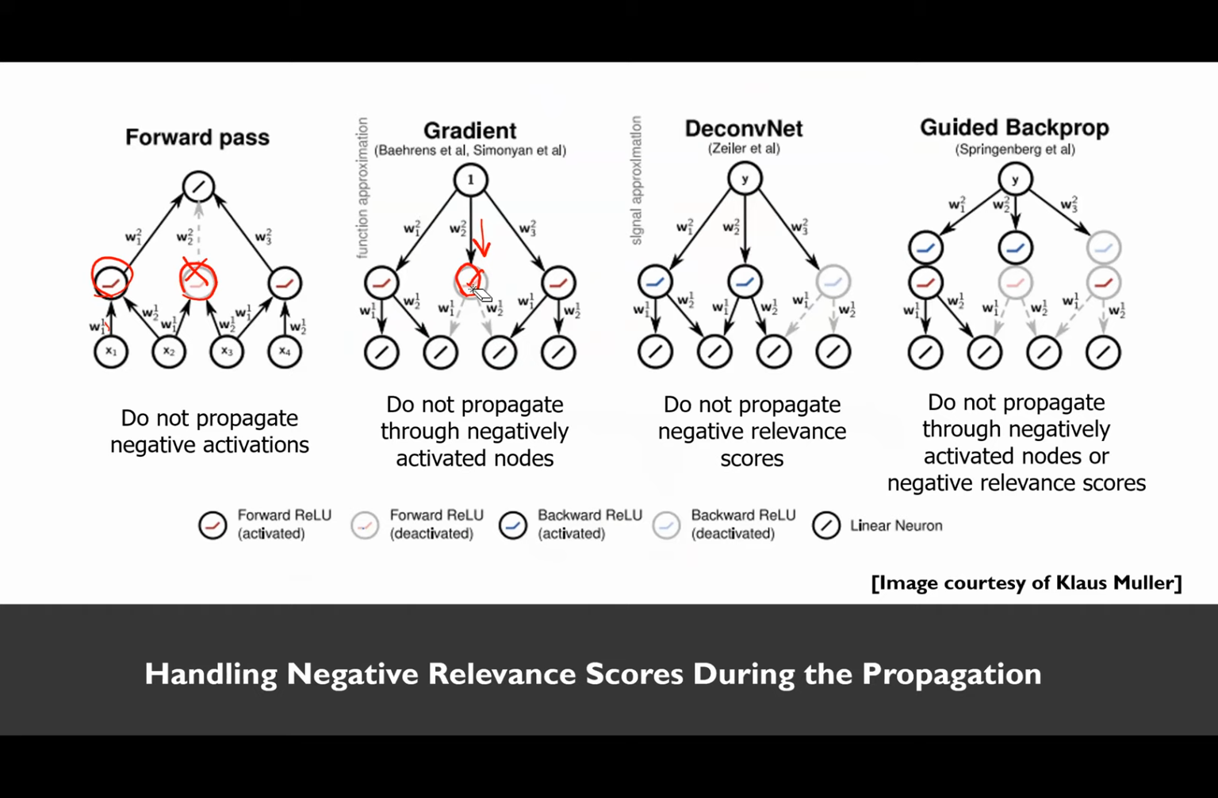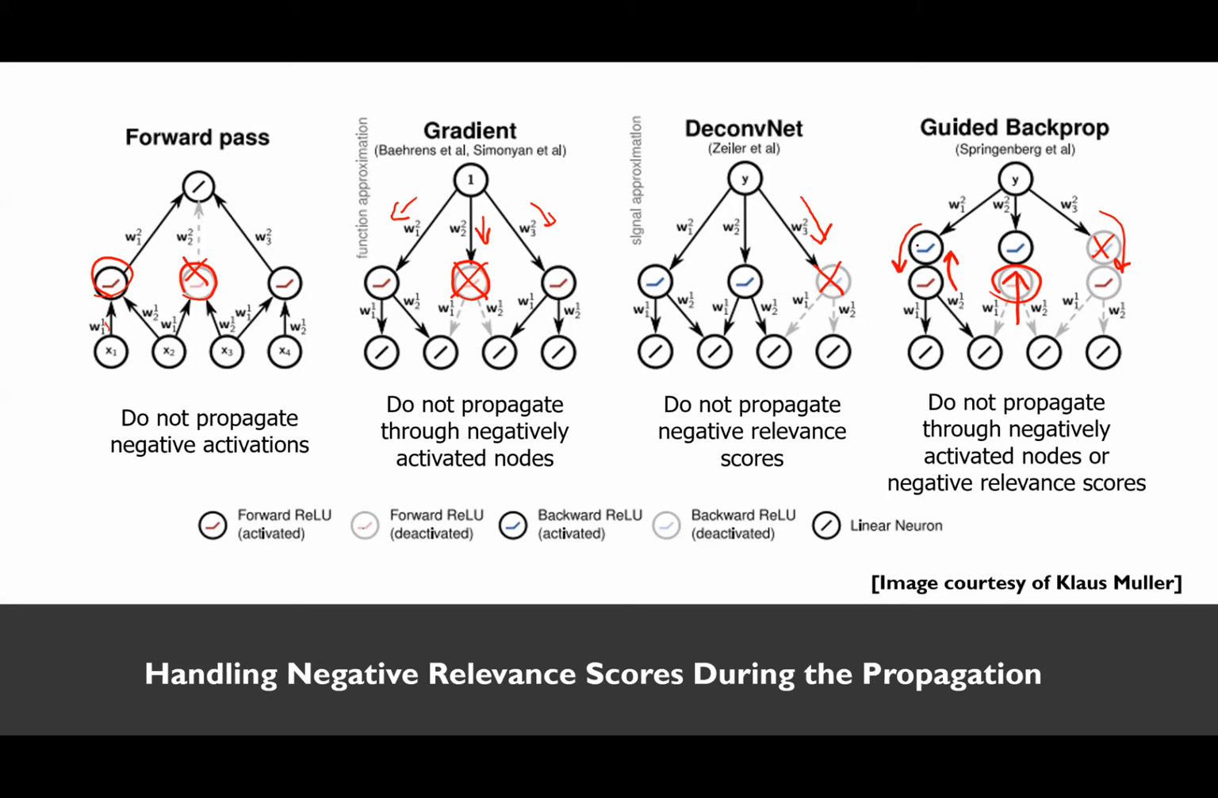When we propagate our relevance, then when the negative node comes that we previously deactivated because of the negative outcome, we will eliminate it, right? And the deconvnet is not only for the forward pass that we remember; whenever negative attribution is computed, it will eliminate. Guided backprop eliminates the previously activated negative one and the negative contribution that we activated, so that it will propagate only the positive contribution in the forward pass and the positive relevance in the backward pass.